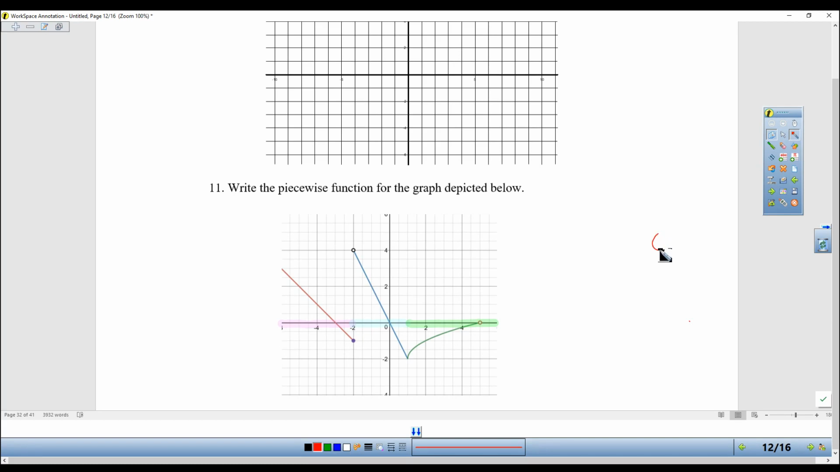So the first one is going from -∞ to 2, closed circle.